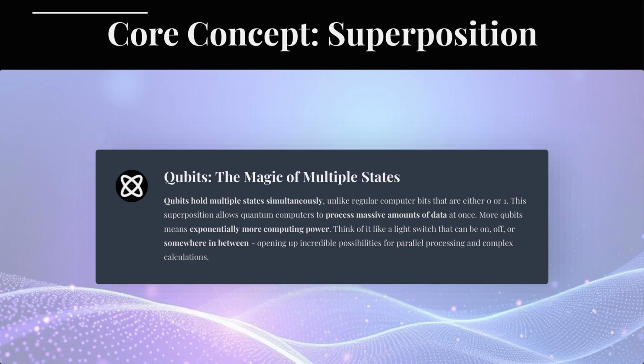Superposition is one of the most fascinating aspects of quantum computing. While classical computers use bits that must be either 0 or 1, qubits can exist in both states simultaneously. This is like having a coin that spins in the air. It's both heads and tails until it lands. The light switch analogy helps people understand this concept. Imagine a dimmer switch that can be at any brightness level between completely off and fully on. This capability allows quantum computers to explore many solutions to a problem at the same time, making them incredibly powerful for certain types of calculations.